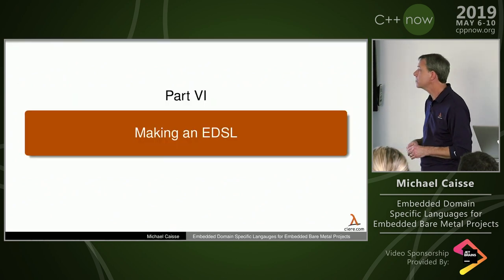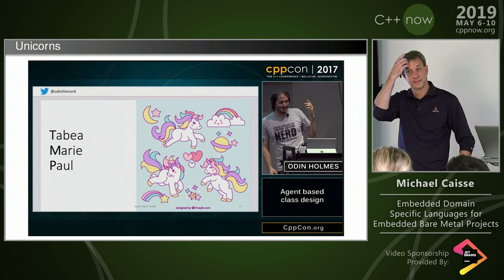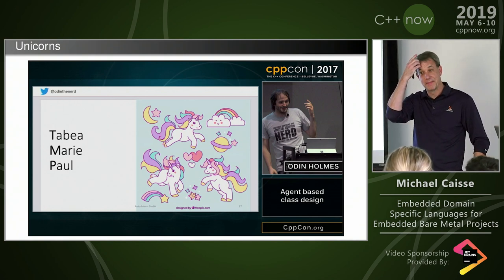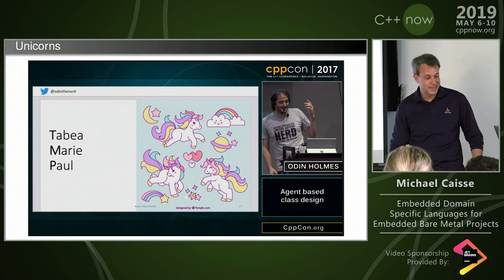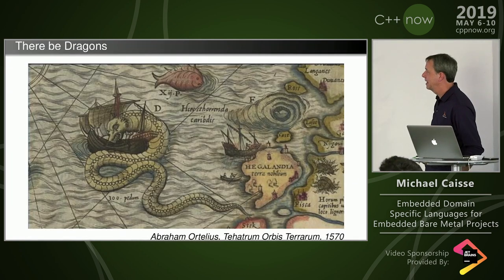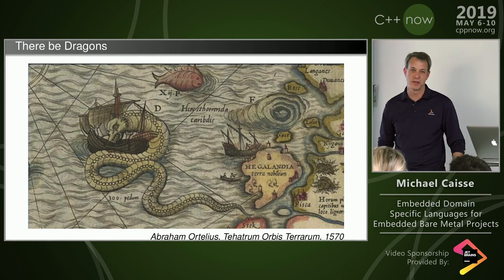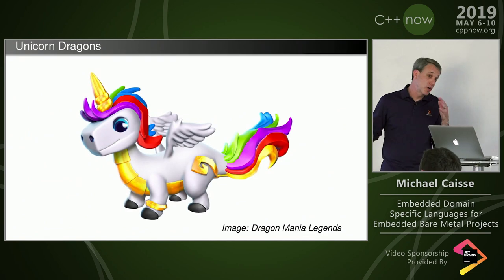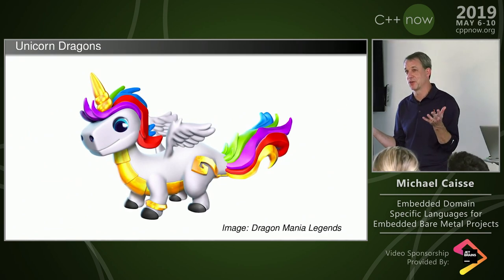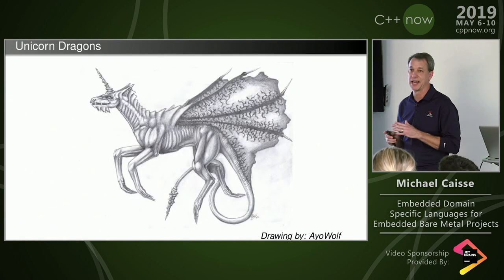Okay. So how do we make an EDSL? So it may require unicorns. It's possible. It also might actually just be dragons instead of unicorns. It could be some combination of a dragon and a unicorn, but I'm pretty certain it will not be cute and cuddly at all.